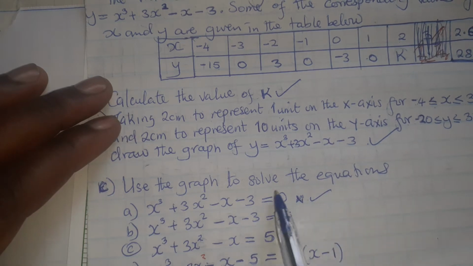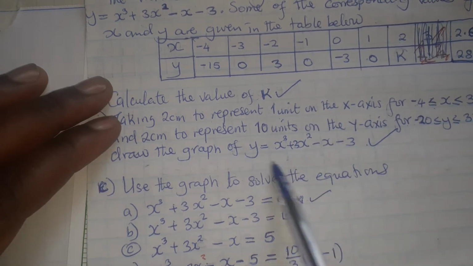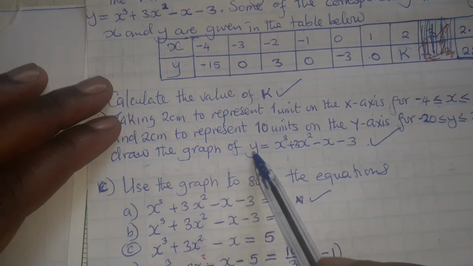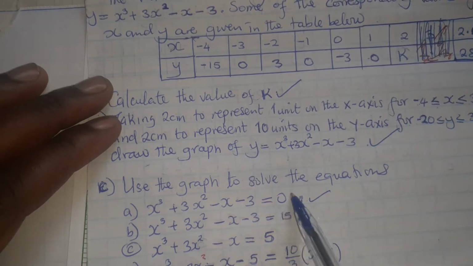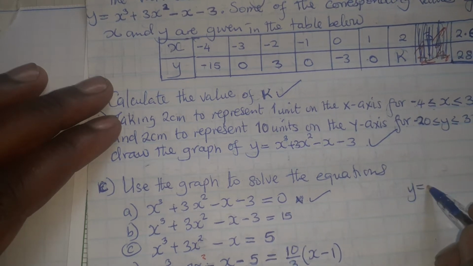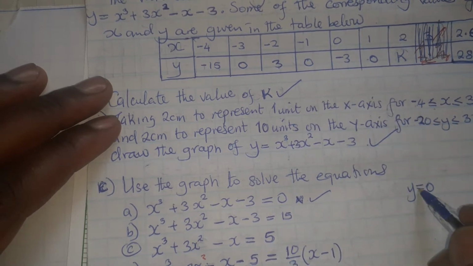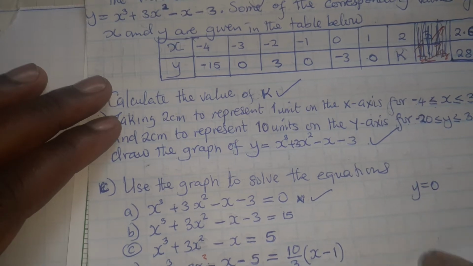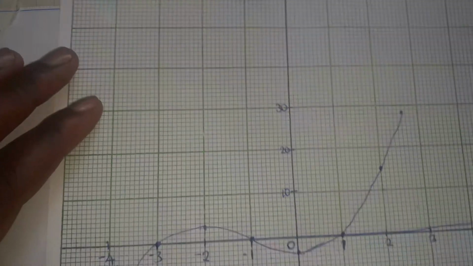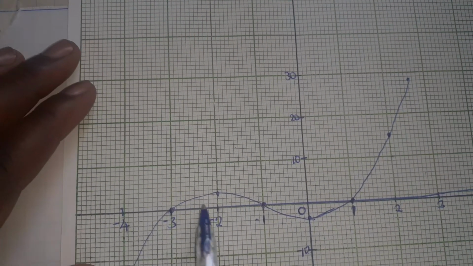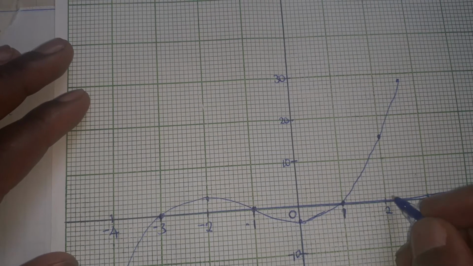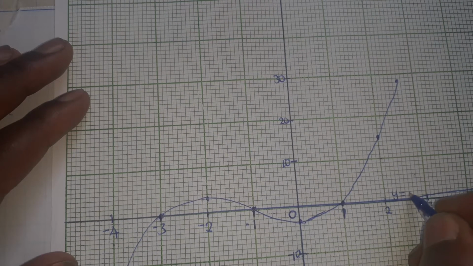When you look at the original equation, what has happened here? The position where we have y has been taken by 0. So it's like we are saying y is equals to 0. We need to find this equation. Where do we have y is equals to 0? We go to our graph. Y is equals to 0 along the x-axis. So this is the equation that we can call y is equals to 0.